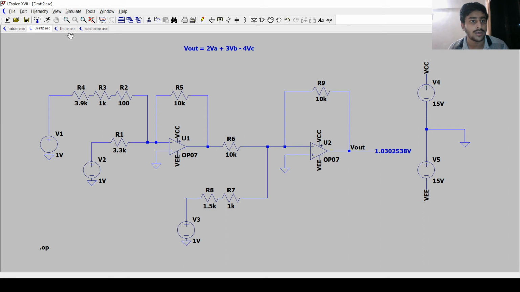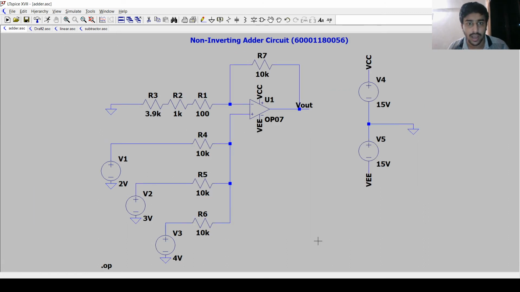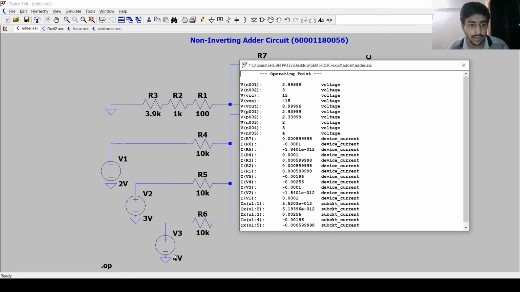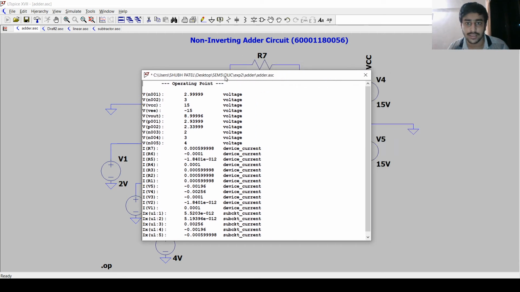Now let's move to the non-inverting adder. I already designed the circuit. In non-inverting adder, we are using 3 input voltage supplies and 3 input resistors having resistance 10k each. The feedback resistor is also 10k and this is 5k equivalent. Now to run this, right click over here, click on run. Our theoretical output should be addition of these 3, which is equal to 4 plus 3 plus 2, which is equivalent to 9 volt. So let's see the simulated output.